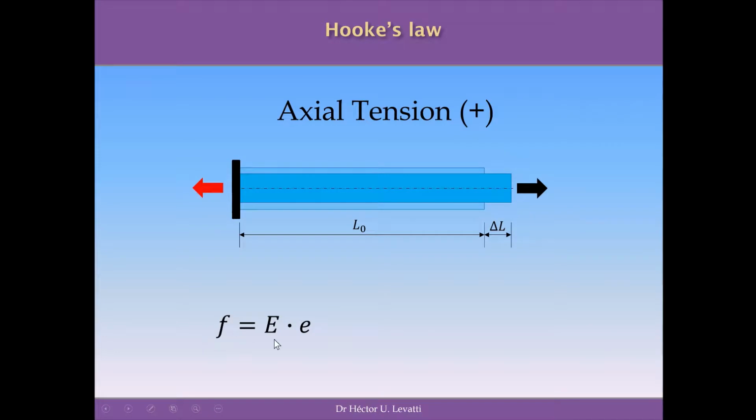Because F is a stress, E has to be a stress, because remember the strain is adimensional. So in order to be consistent in this equation, we need the same unit for F and for E. And E, the Young modulus, is the most important property of the materials we are going to study in civil engineering. So the Young modulus is the stiffness against deformation of any material.